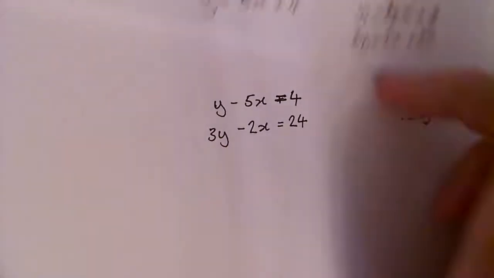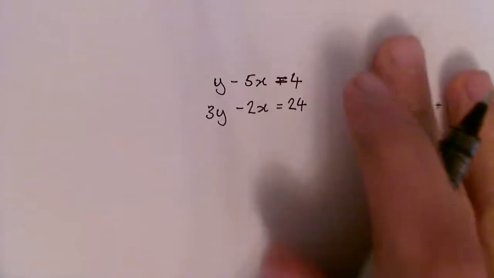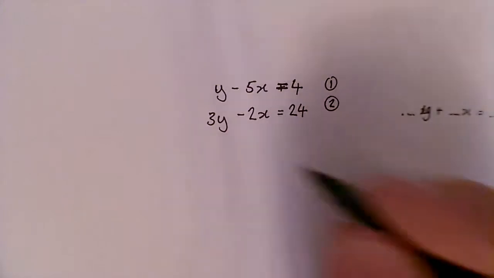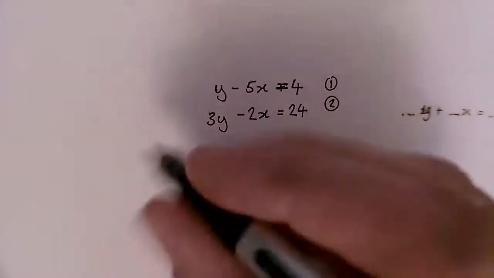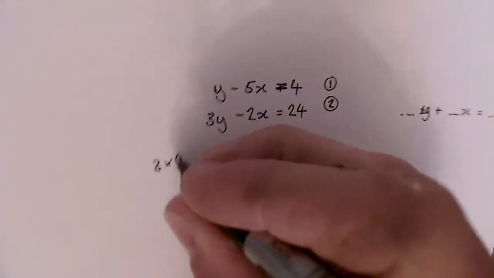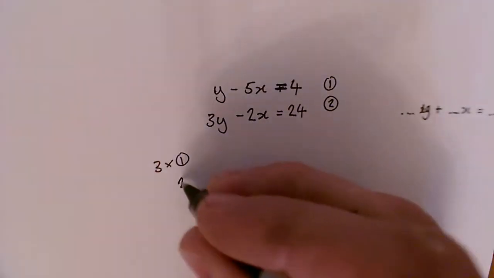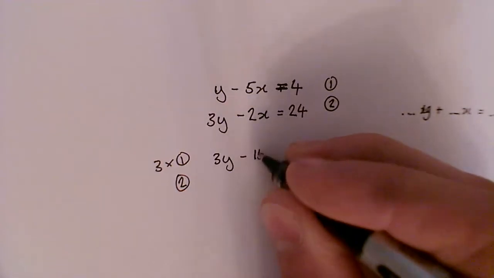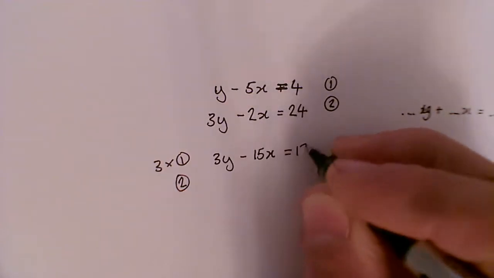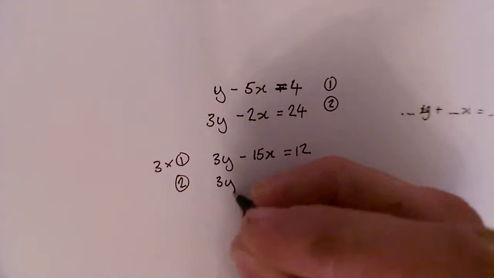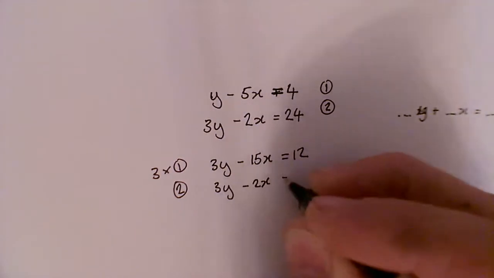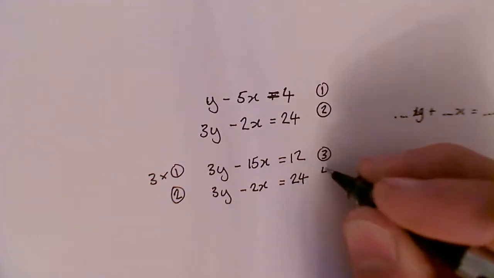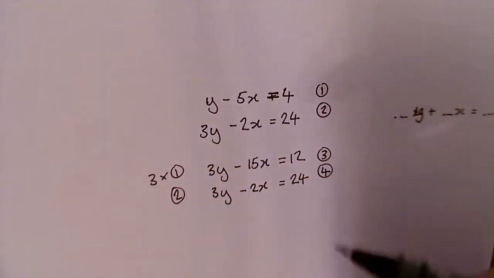Now, once we're at this point, we've just got two simultaneous equations to solve, and so we fall back into simultaneous equations mode. I'm going to multiply the top equation by 3, and the bottom equation can just stay the same. We don't need to change anything. So we end up with 3y minus 15x equals 12, and 3y minus 2x equals 24. Equation 3 and equation 4. A bit of cunning thinking.